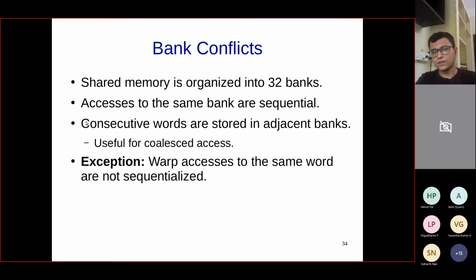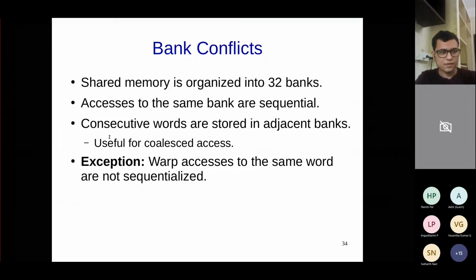So if you see this in that example that I showed in that chat, ARR of 0, ARR of 1, all those are consecutive words, and those are stored in the consecutive adjacent banks. So they were stored in bank 0, bank 1, and so on. Since we have 32 banks, words 0 to 31 are stored in those adjacent banks from 0 to 31. And this is typically useful because this is very much similar to memory coalescing, if you see.